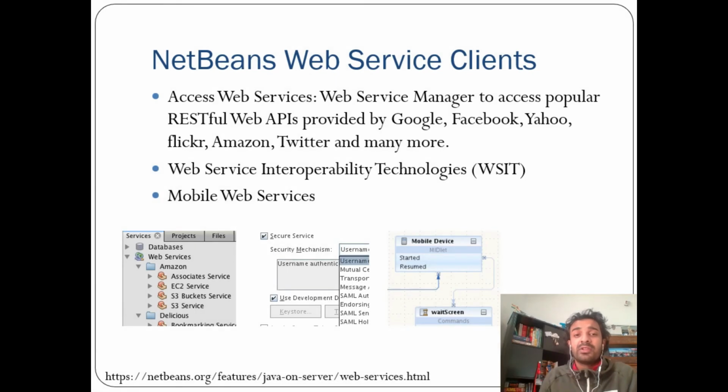client. Then the NetBeans web service client further has three different features, like access web services. In access web services, there are popular RESTful or SOAP-based web services that you know of: Google, Facebook, Yahoo. These have their APIs. Amazon, Flickr, Twitter, and many more have their own RESTful APIs. These are exposed and available for users to use and exploit for their client purposes.